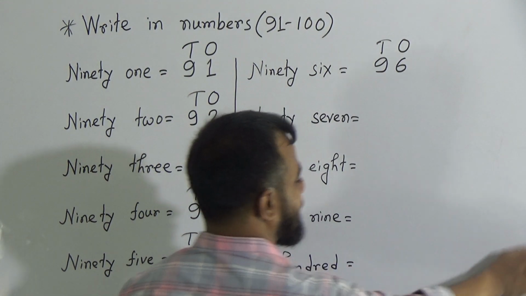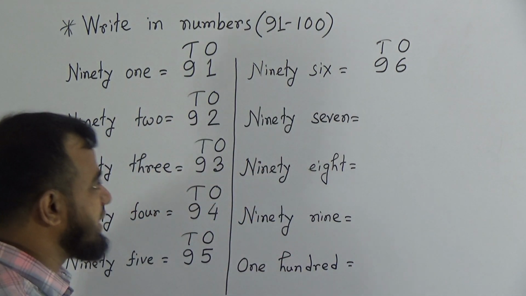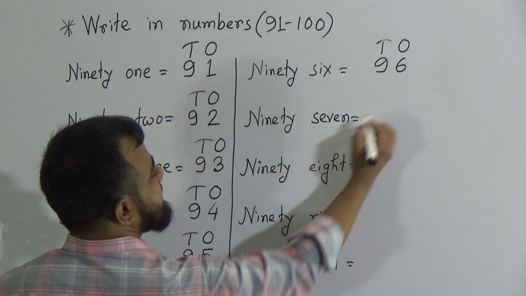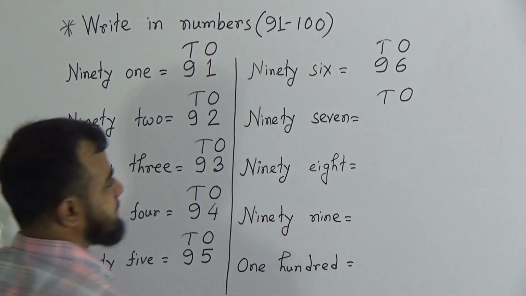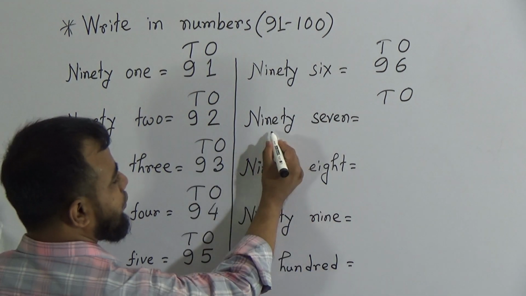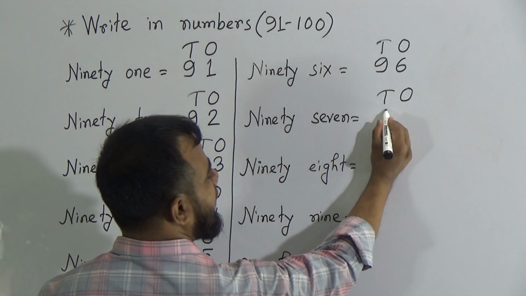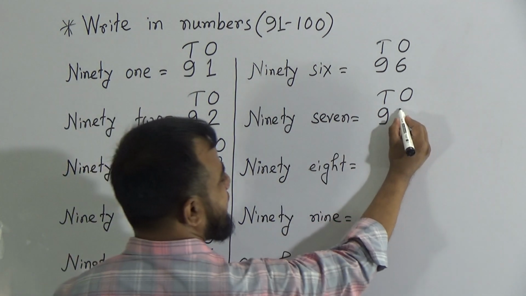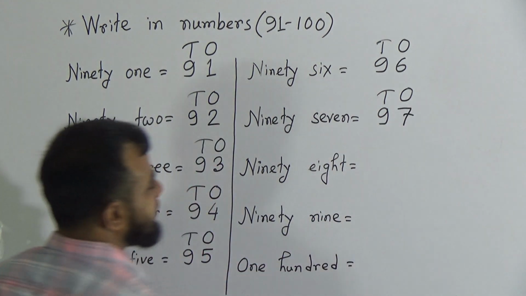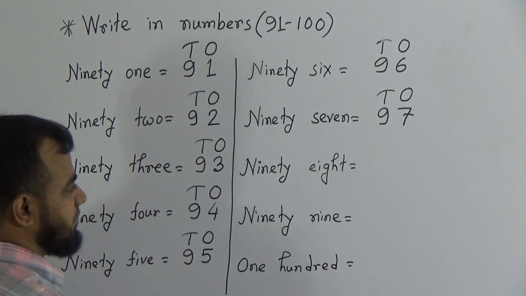Now the next number after 96 is 97. To write down 97, we must first indicate the place value of tens and ones. Then to write down 90, we must write down 9 in the tens place, and to write down 7, we must write down 7 in the ones place. It will be 97.